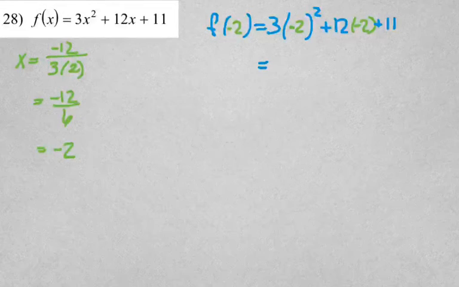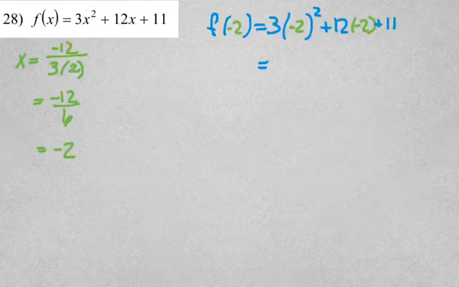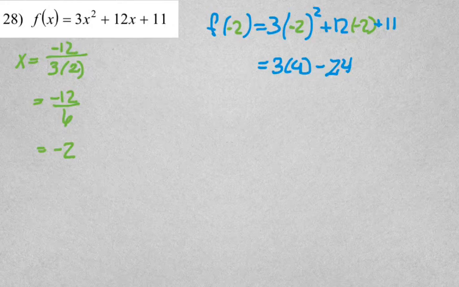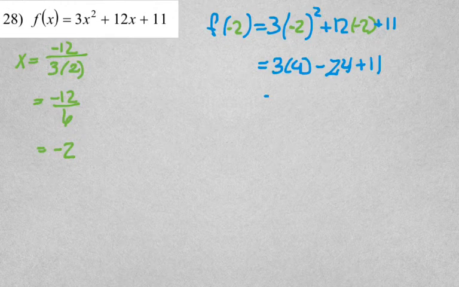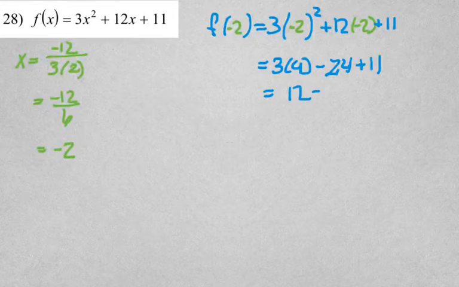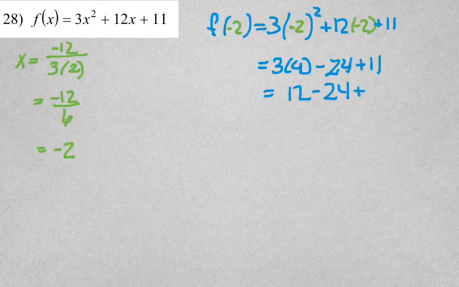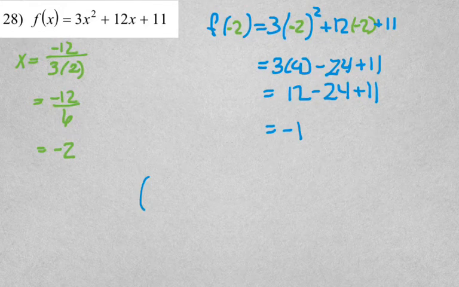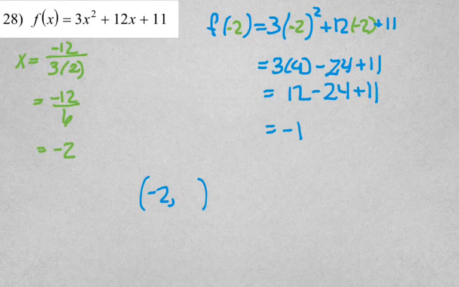And so 3 times a negative 2 squared, so I do the negative 2 squared, so that's going to be 4. So 3 times 4 minus 24, because 12 times a negative 2 is negative 24, plus 11. So 12 minus 24 plus 11. And that gives me a negative 1 for my y. So my ordered pair is negative 2, negative 1.